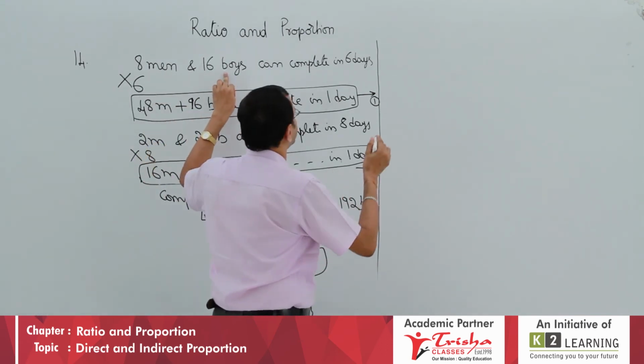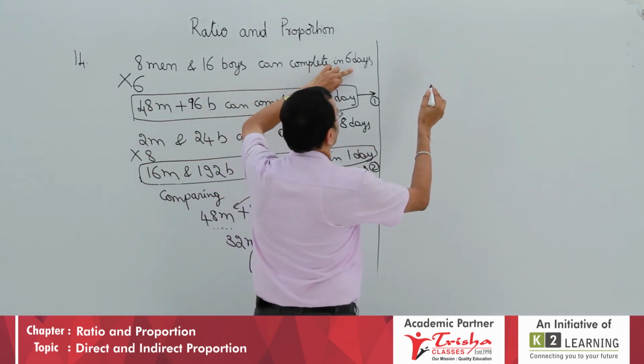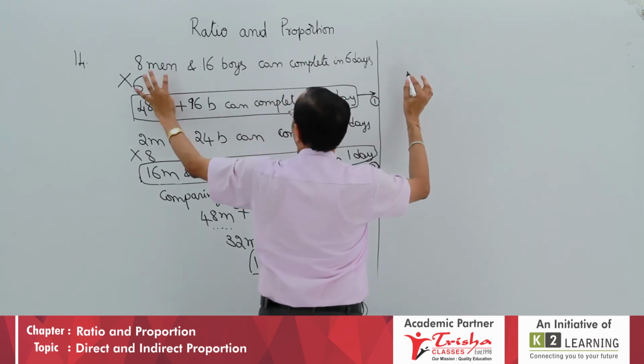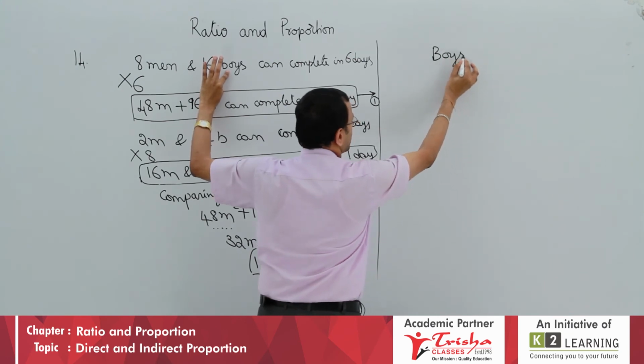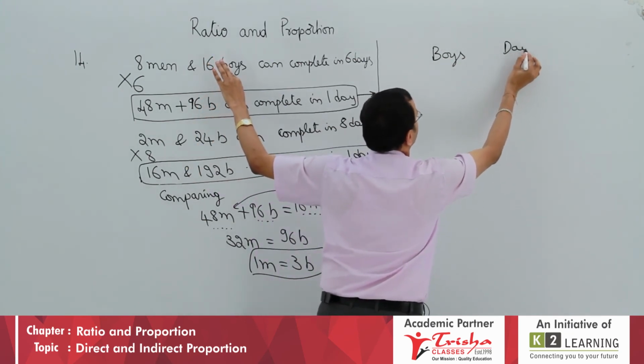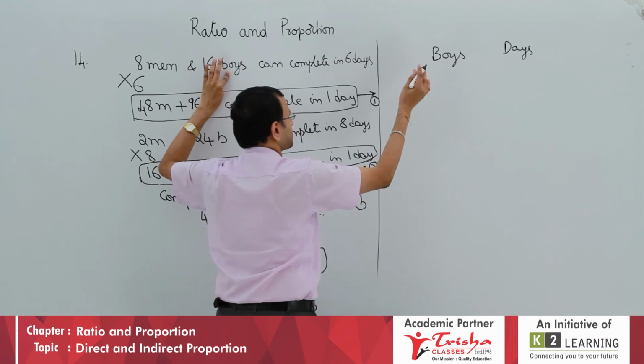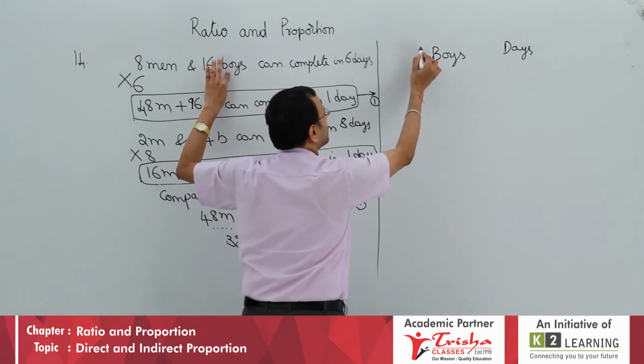8 men and 16 boys can complete in 6 days. Now, I don't take men and boys. Lower unit of work, we will take boys and we will take days. This is how you have to work it out. Next step, don't take men and boys, take only boys.